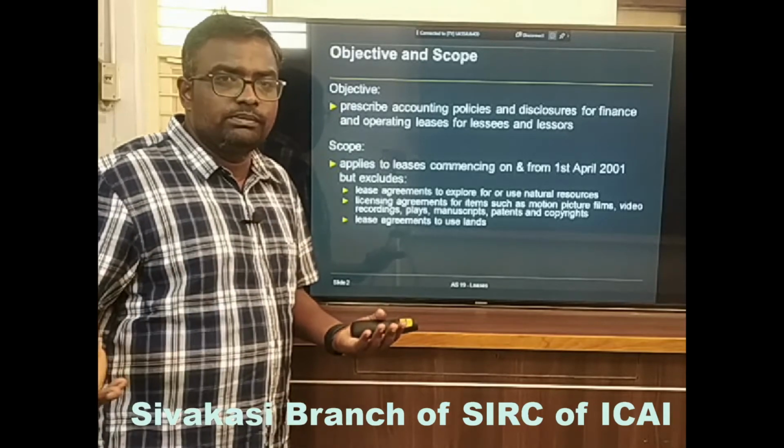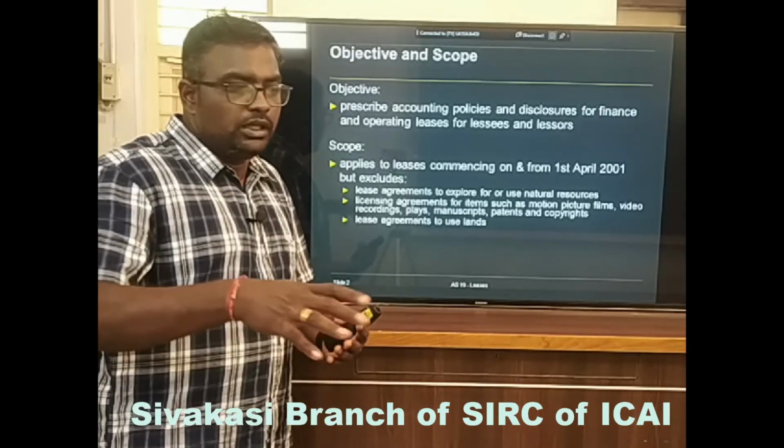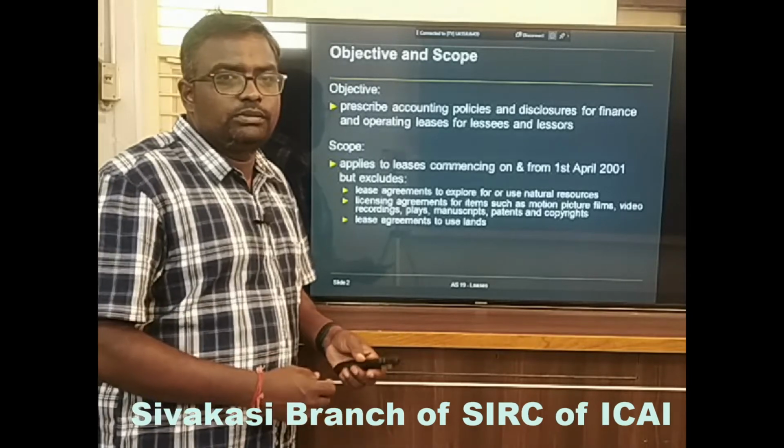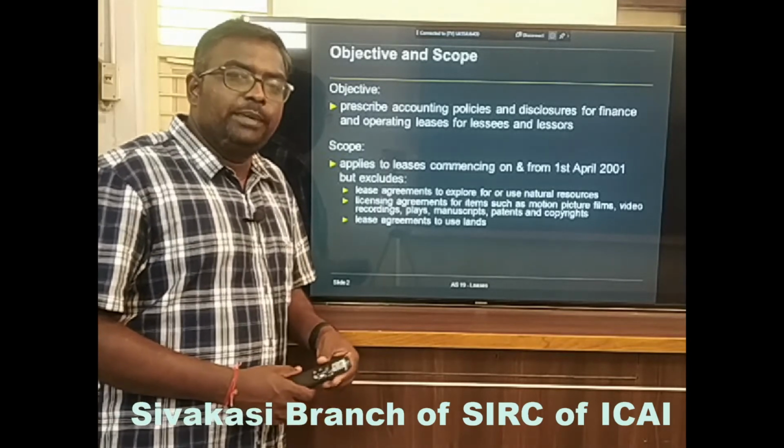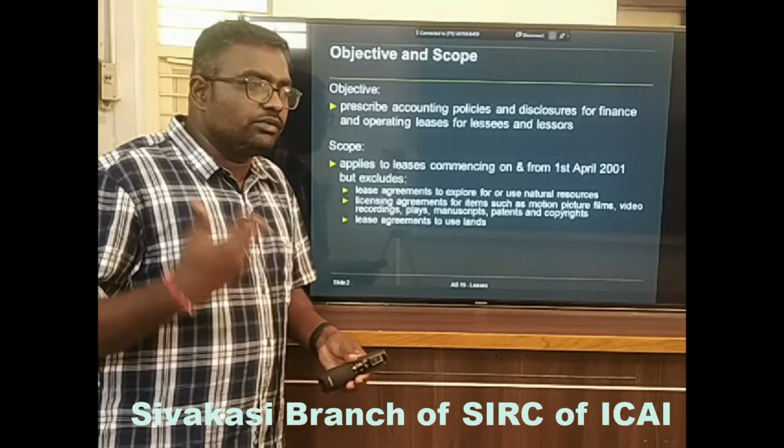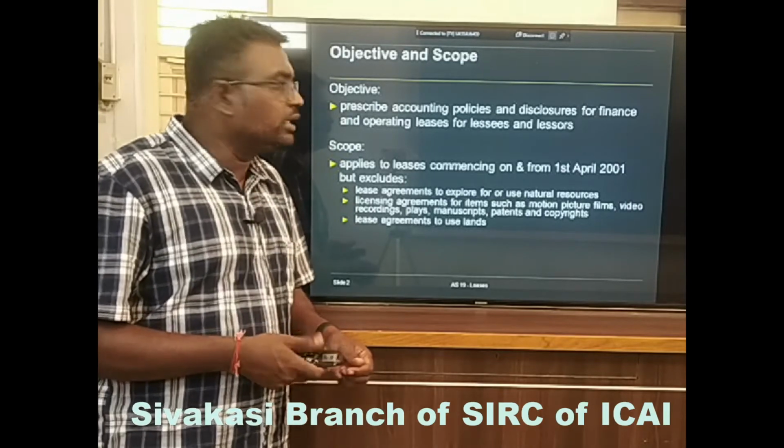Operating lease, it's very simple. Finance lease, a little detail we have to capture, because it is asking us to capitalize the asset. When I should consider it as a finance lease, and when I should consider it as an operating lease, we will see.